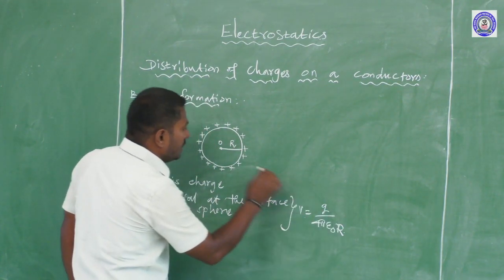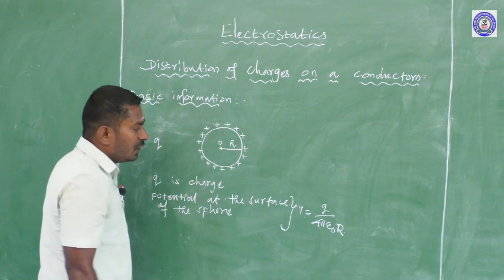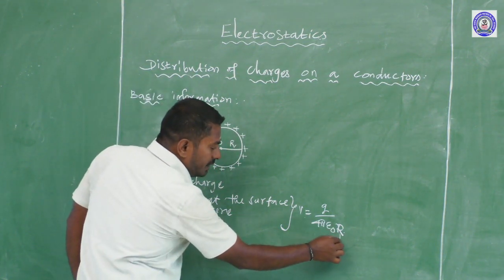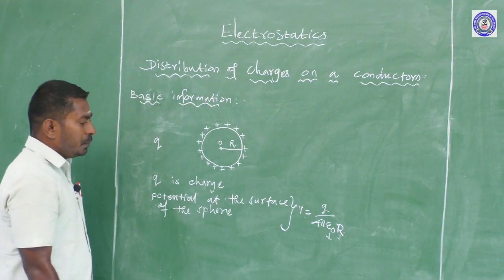Here Q represents the charge uniformly distributed on the surface of the sphere. R is the radius of the sphere. Epsilon naught is the permittivity of free space.